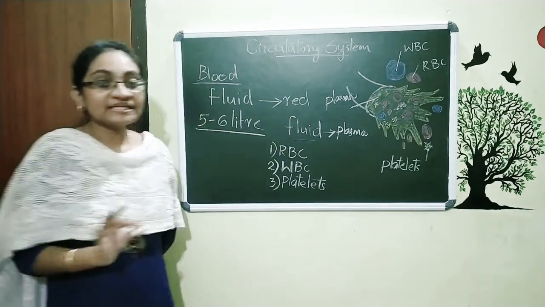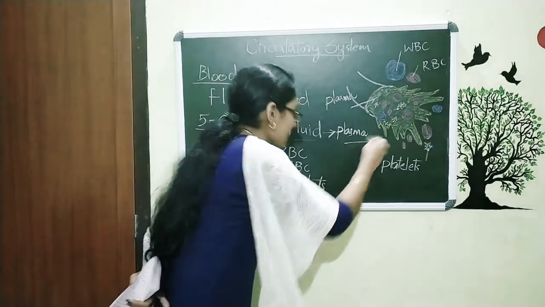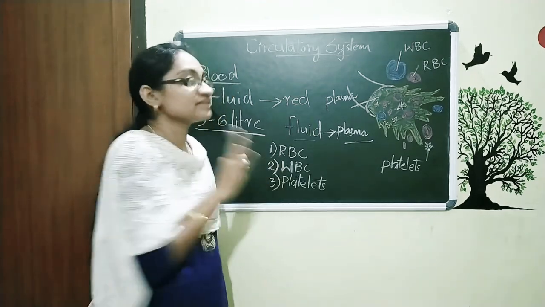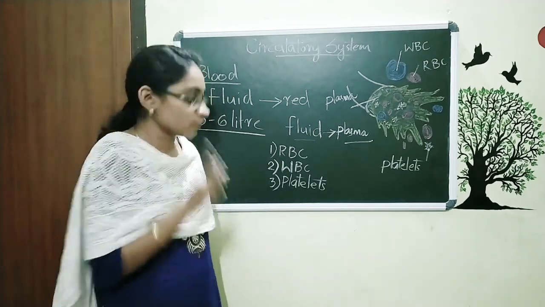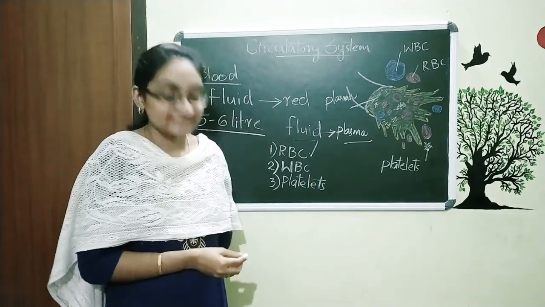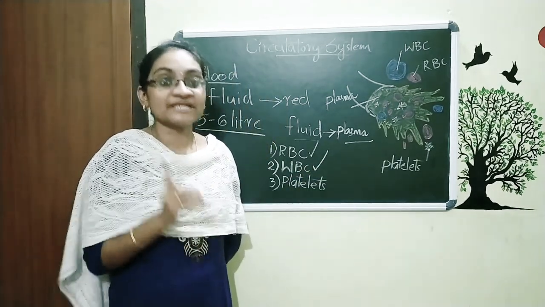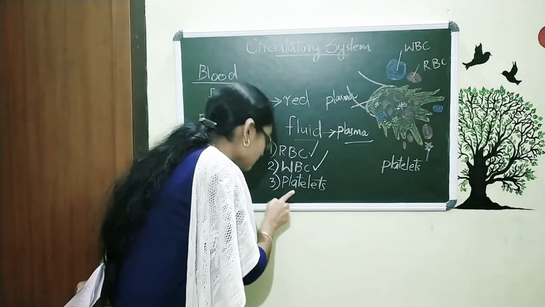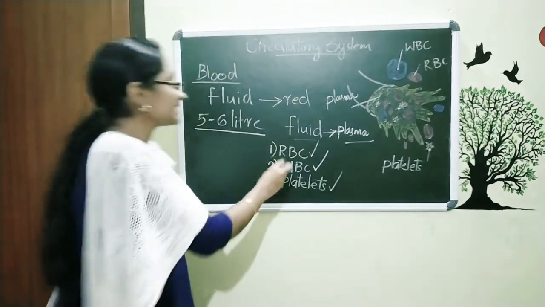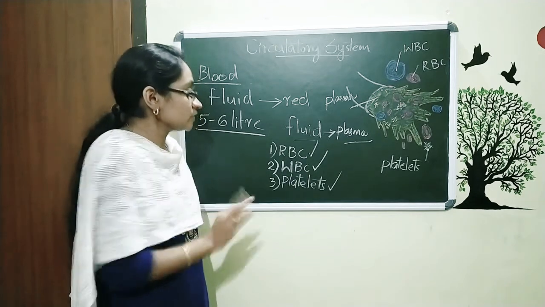So, our blood includes a fluid called plasma, and it also has certain types of cells. Basically, there are 3 types of cells in our human blood: RBC, also called red blood cells, WBC, called white blood cells, and a third type of cell called platelets. We want to study these RBC, WBC and platelets in detail.